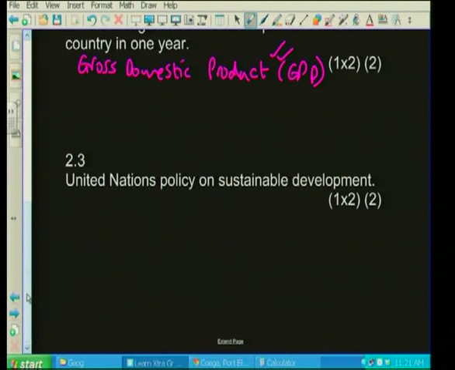Question 2.3, what is the United Nations Policy on Sustainable Development known as? What single term or word can you use here for 2 marks that talks about the UN's policy on sustainable development? Hopefully you've done your studying and you know that Agenda 21 is the name of that document that we're talking about. Agenda 21 documents all the processes and policies and ways that we're trying to get poorer countries to be sustainable and to develop sustainably. So that was developed by the United Nations.